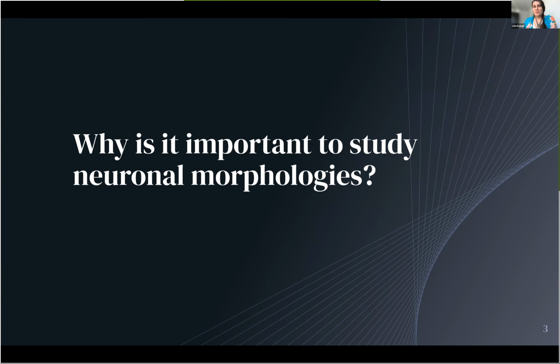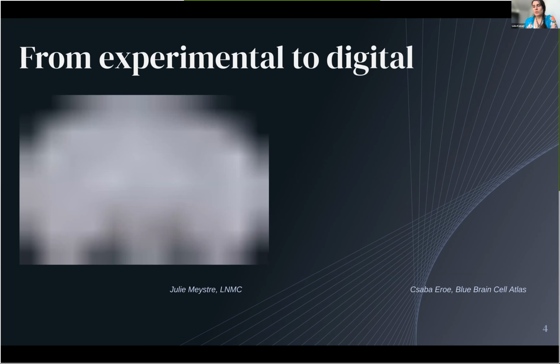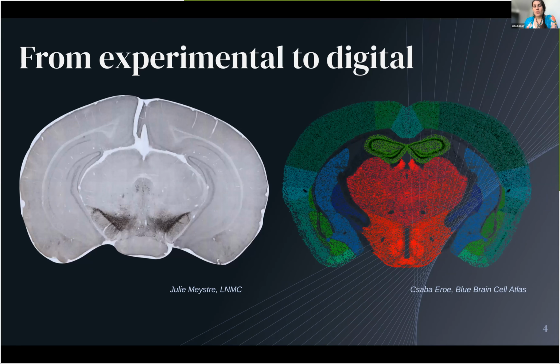So let's start from the basic neuroscience. Why is it important to study neuronal morphologies? On the left, you see an image of an actual biological mouse brain that has been sliced, and you can see all the small neurons and the intricate structures in this brain. What we want to do in the Blue Brain project is to generate a computational model that includes as much as possible all the details that we see in biology.